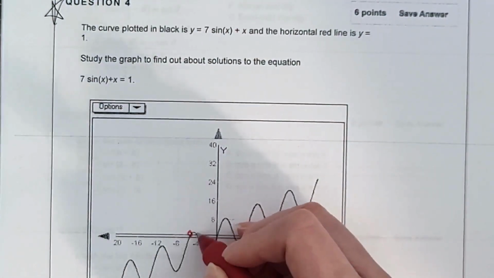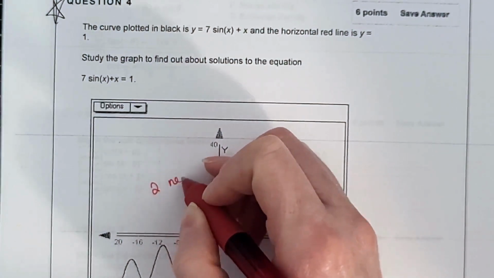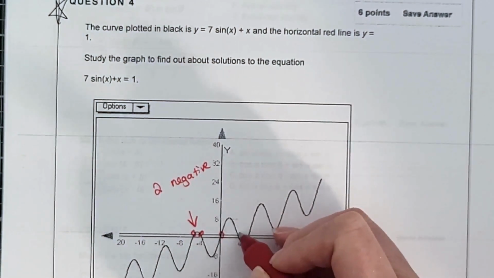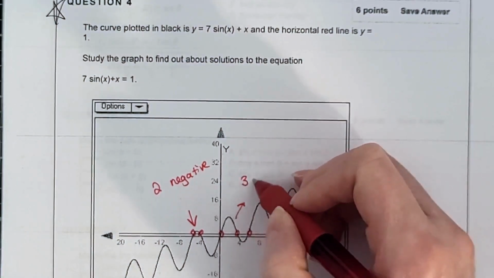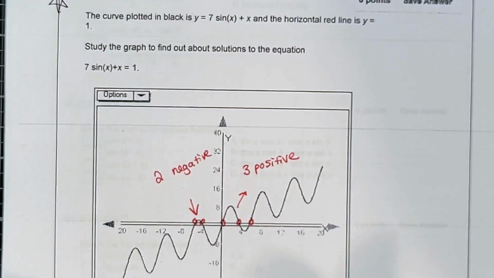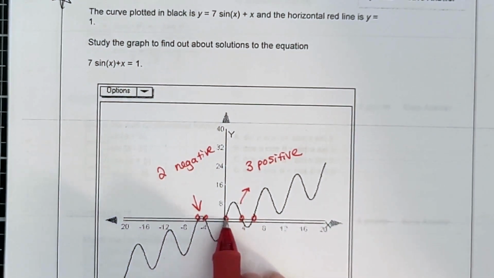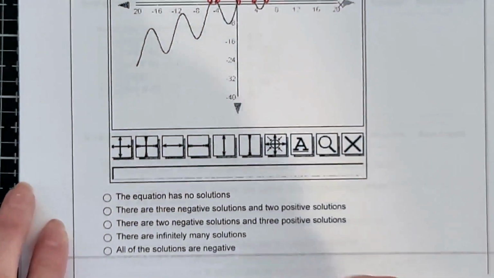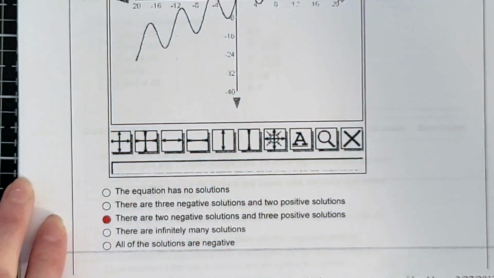So right here I've got 1 and 2, so I have 2 negative. And over here I've got 1 time across, 2 times across, 3 times. So 3 positive. So once you know, all you're doing is counting how many times the thing crosses the line and counting the positives and the negatives. This one looks like it's on the line, but it's really on the positive if you were zooming in. So this answer would be 2 negative and 3 positive. And that's the one you would pick.